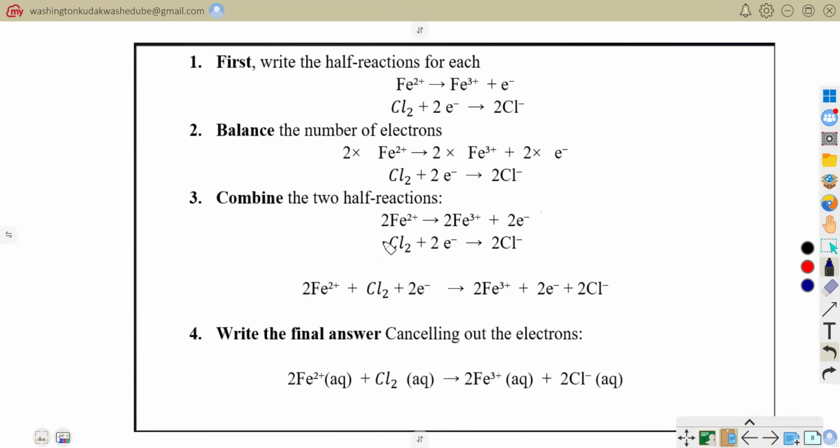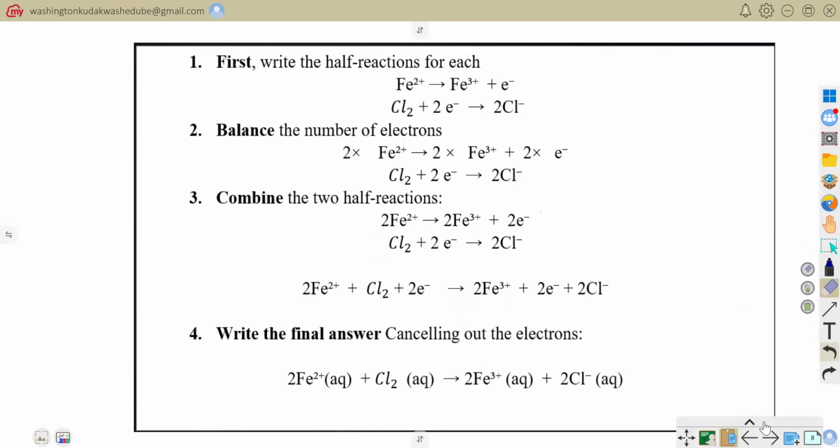After having the balanced half reactions, we now combine these two half reactions. So I will take everything that is on my left hand side, 2 Fe²⁺, chlorine, 2 electrons, to form 2 Fe³⁺, 2 electrons, and then 2 chloride ions. And then now I just get to cancel out the electrons. Thereafter, I now rewrite my final answer.